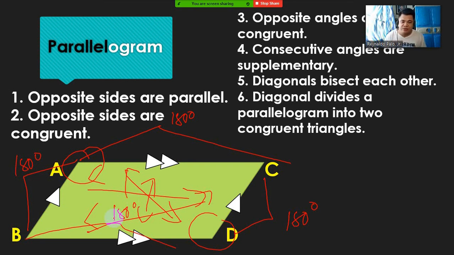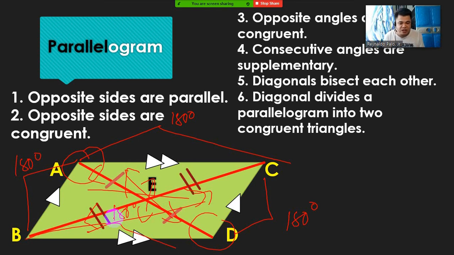Now let's have number 5. Diagonals bisect each other. When you draw two diagonals, when we say bisect, there are congruent segments or congruent measurements that are going to be formed. Just like what you are seeing here, if you draw the two diagonals of a parallelogram, you will be able to form two pairs of congruent segments, just like what you are seeing with the symbols. Segment AE is congruent to segment DE, and segment BC is congruent to segment CE. You have to take note of that. That's what we mean when we say diagonals bisect each other.